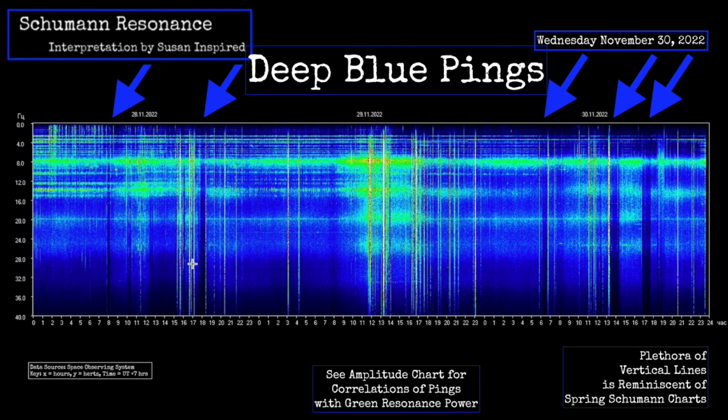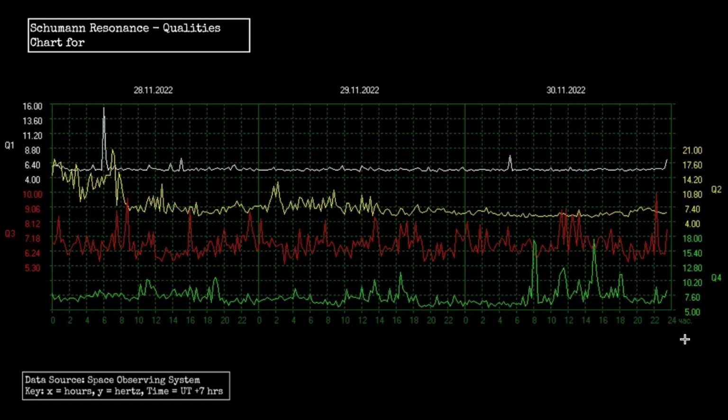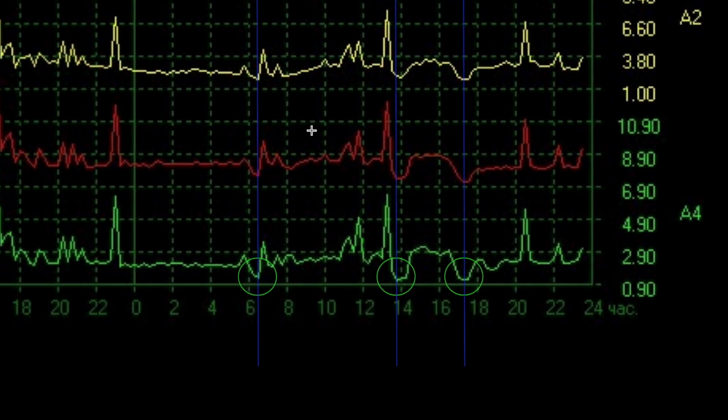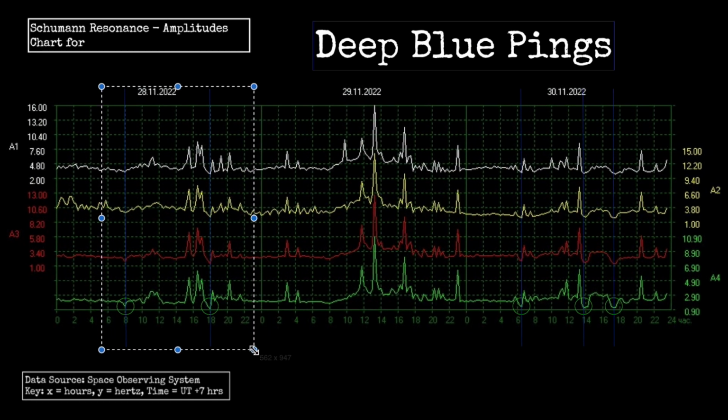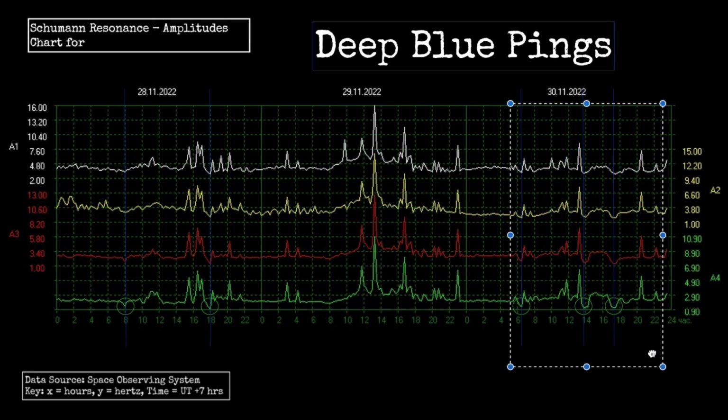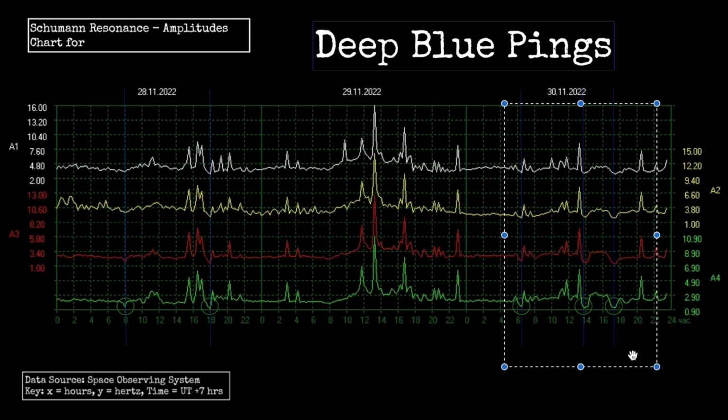But let's look at this. See all of these vertical lines. Okay. Now, I didn't track them exactly because, as you can see, there's probably 36 of them on this chart. So I didn't have time for that this morning. But you can pretty much see that there's groupings of these lines with qualities, and then also you can see it much more clearly here with the amplitudes, right? There's groupings of pings, of spikes here. So we're getting power, power, power, power, power.